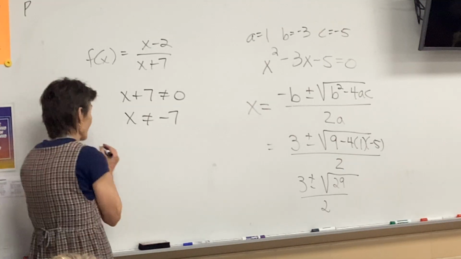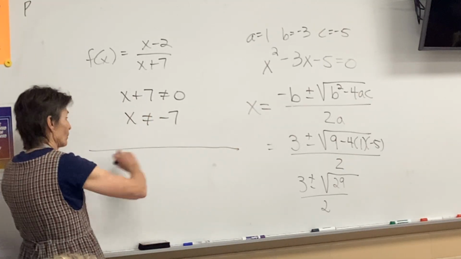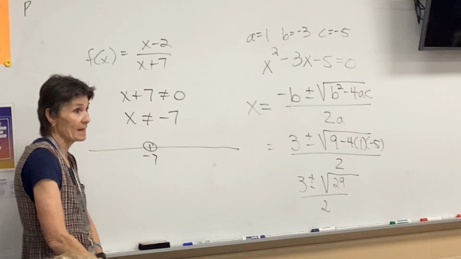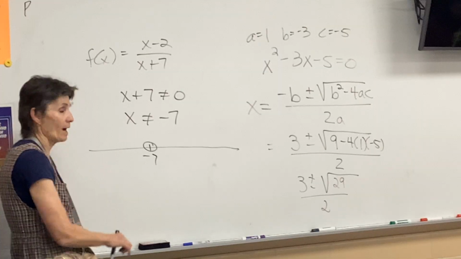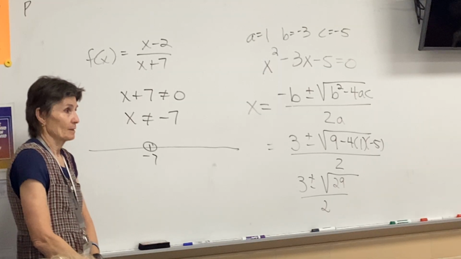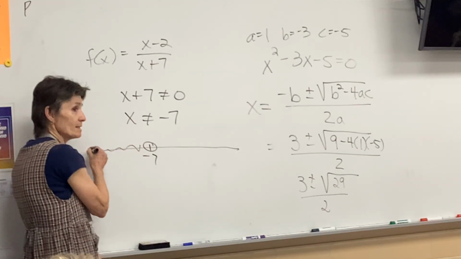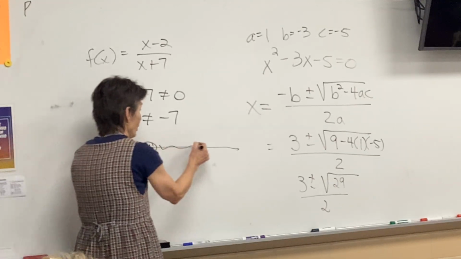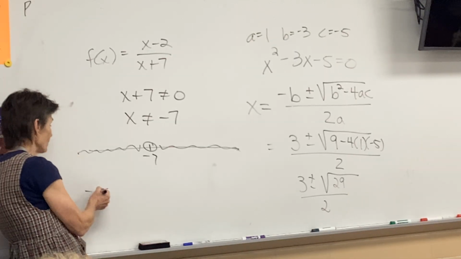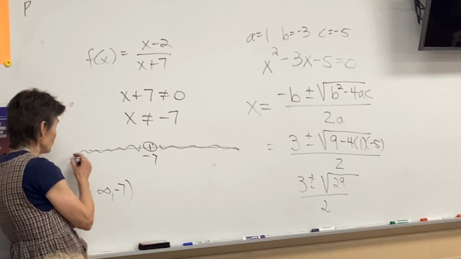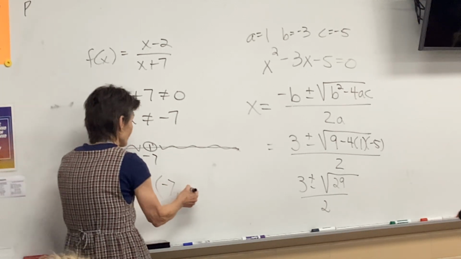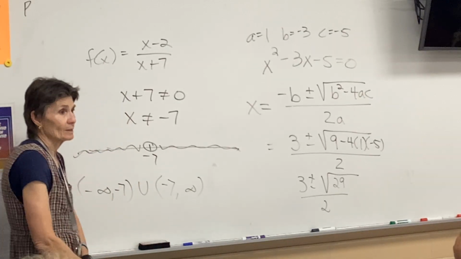Now, I want you to think about that for a minute. Here's your number line. Here's every number in the whole wide world. Here's negative 7, and you can't be negative 7. So open dot, can't be negative 7. So what could you be? You could be all of this or all of this, right? So you could be every number from negative infinity to negative 7. You could be all of these numbers. Or you could be everything from negative 7 to infinity.